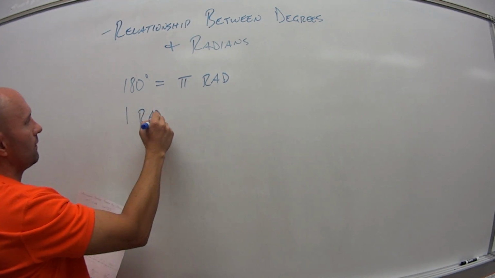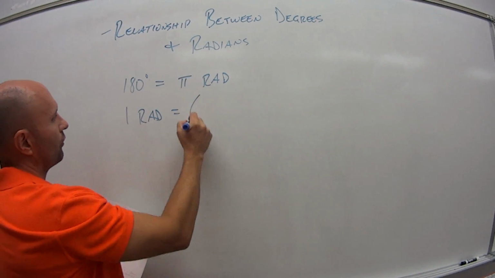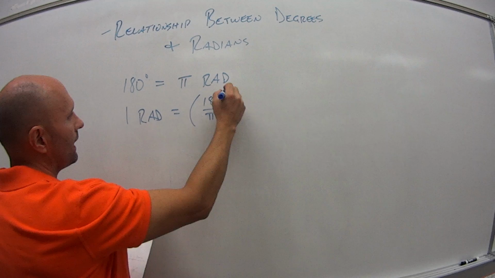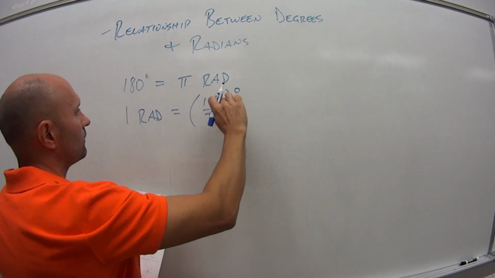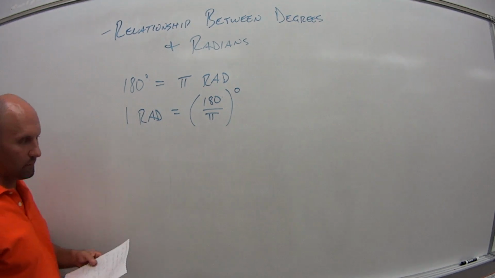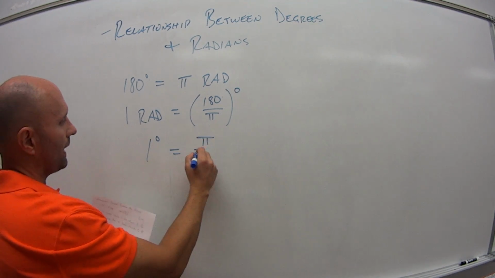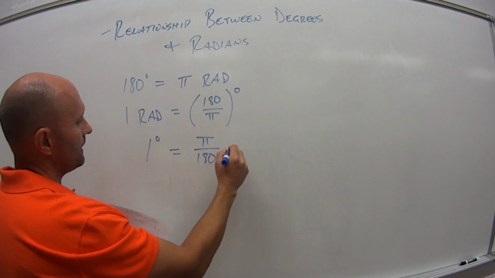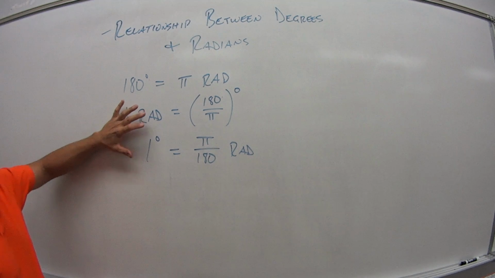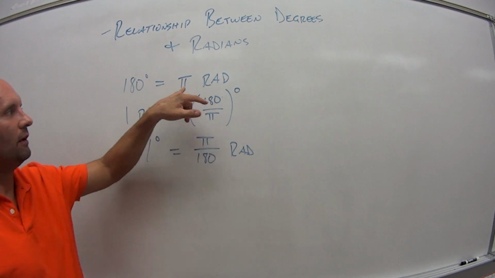1 radian, well it would just be 1/180th of that half of a circle. So it's 180 degrees over pi. So 180 over pi degrees is the equivalent measure of 1 radian. And 1 degree is equal to pi over 180 radians. So these second two you don't have to necessarily know as much, as long as you know from the first one that 180 degrees, half of the circle, is equal to pi radians.